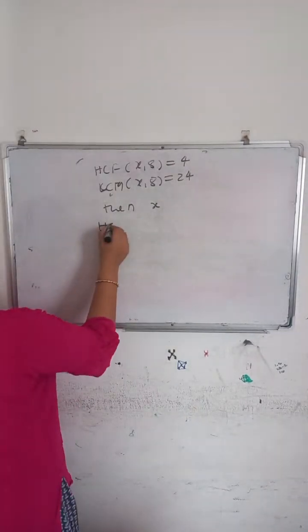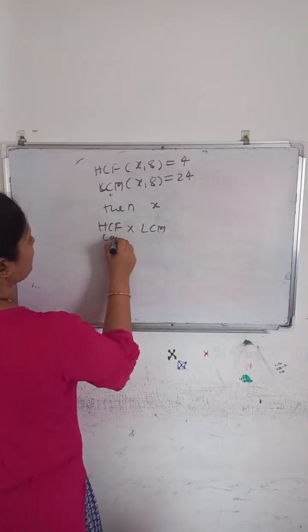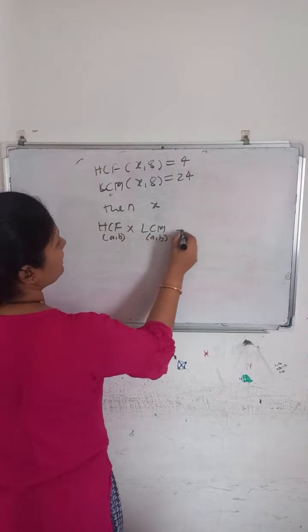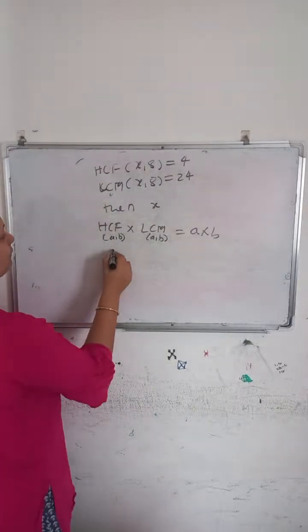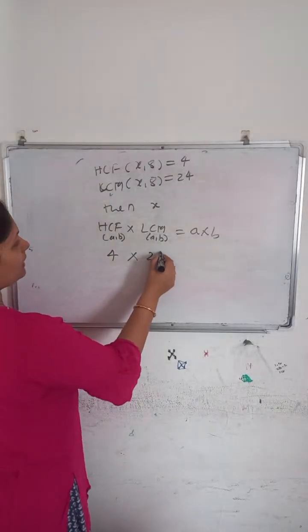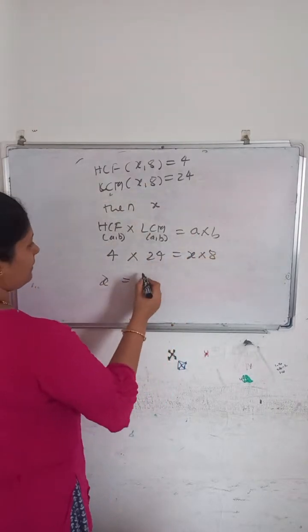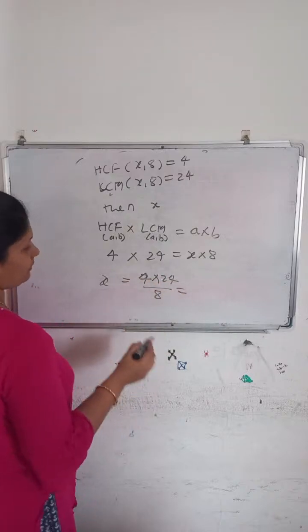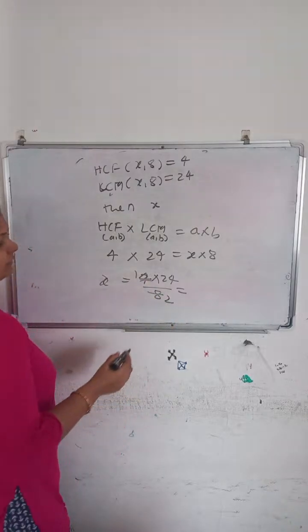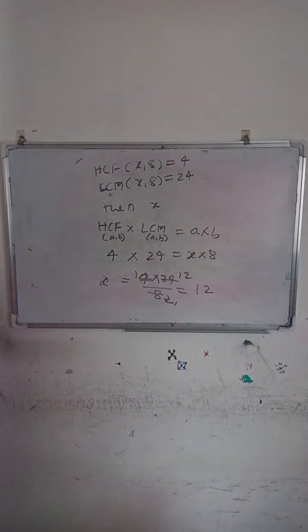We know the formula here. This is a 1 mark question. HCF into LCM of the numbers a and b is equal to what? The product of those numbers. So here we have HCF 4 and LCM 24. a is nothing but x and b is nothing but 8. So x is equal to 4 into 24 divided by 8. Here 2 and here we will get 12. So the value of x is nothing but 12. Getting this? Copy this.